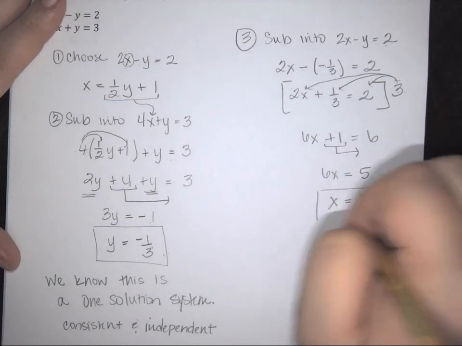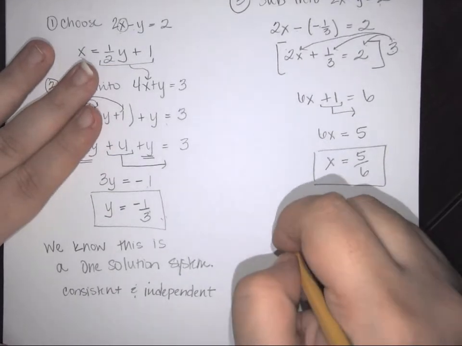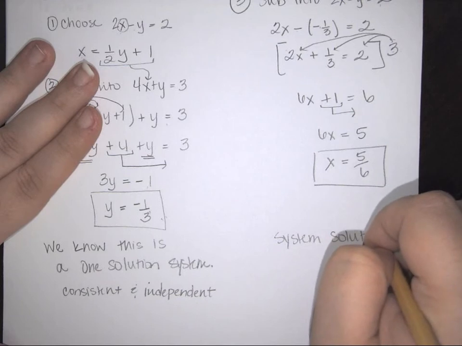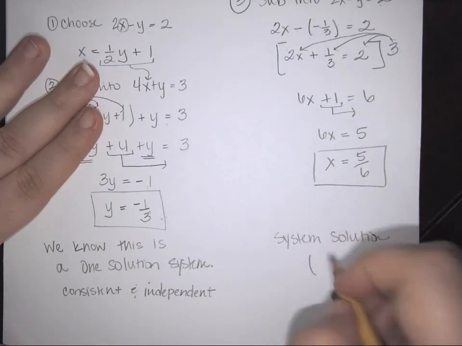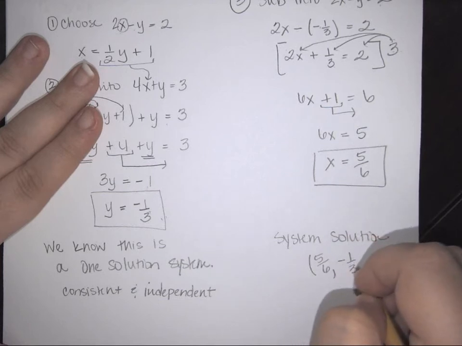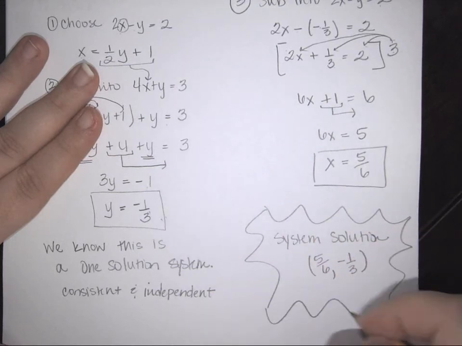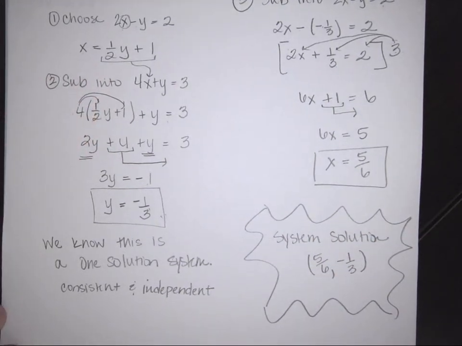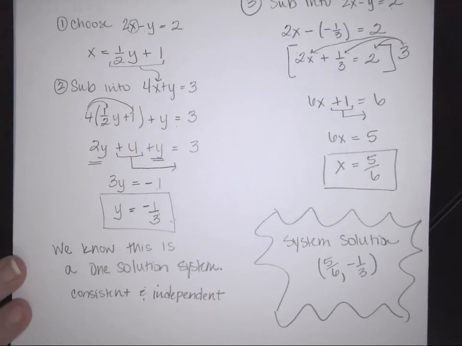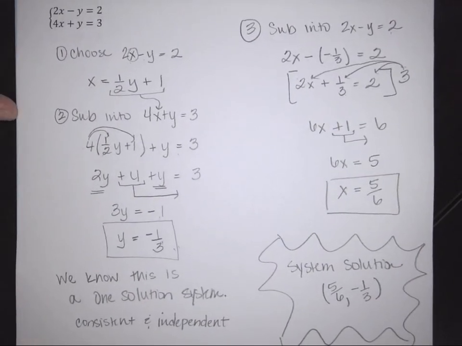So here's the second solution. Now, to actually write your solution as a true solution, your system solution is going to be a coordinate point at the point 5/6 and negative 1/3. So this would be the correct answer to your problem. Okay, so that is solved by substitution, and in this case we had a one solution system.